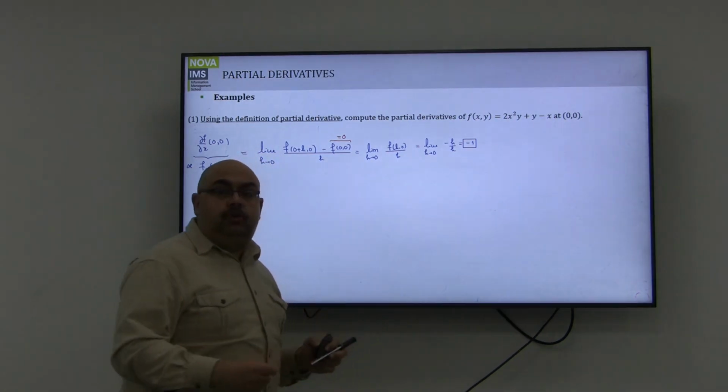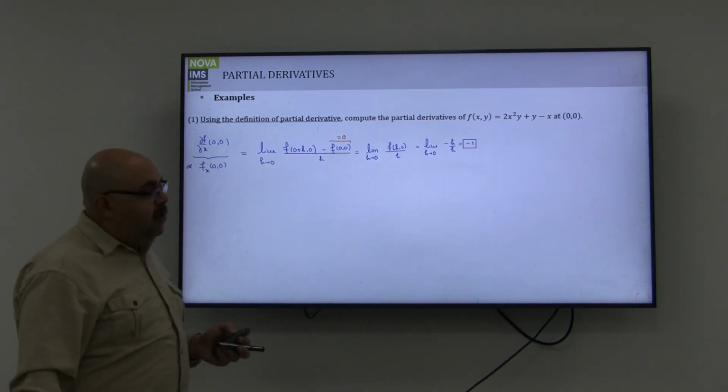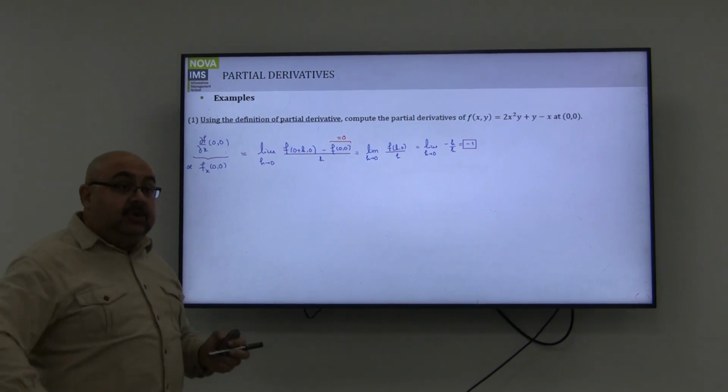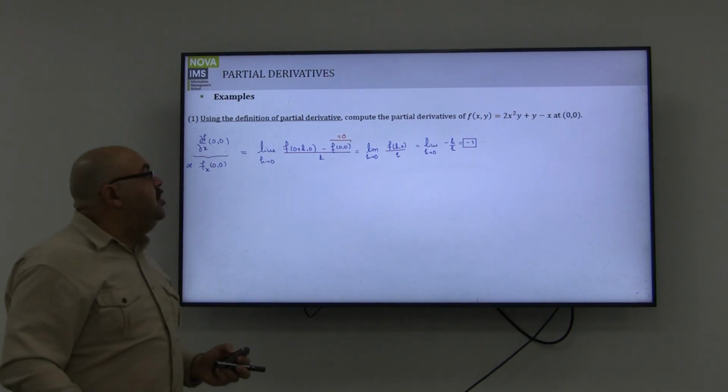So I don't want you to panic from the shape of the function. At first look at this function, you will imagine that it's going to be really very complicated. But once you start actually working with your pen, you will find it's very, very simple.